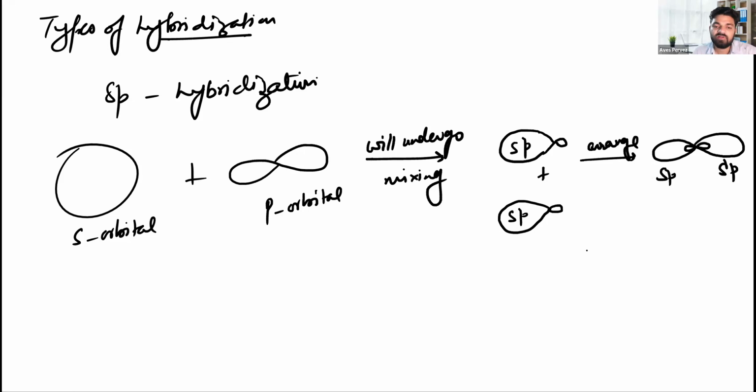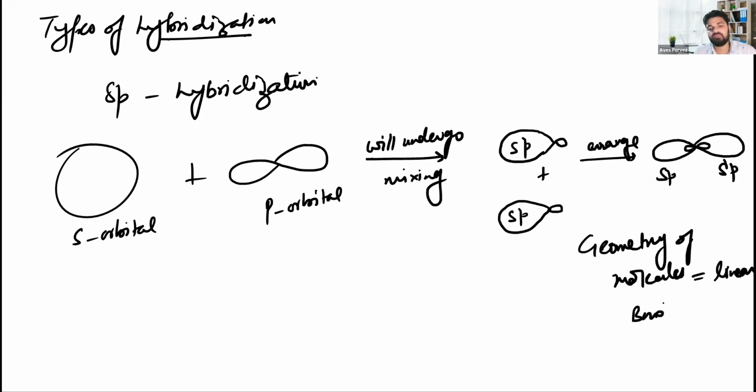So we'll call the geometry of the molecule linear, and the bond angle will be 180 degrees. We'll note it down. Linear means a straight line. For example, formation of the BeF2 molecule. BeF2. We're talking about BeF2.